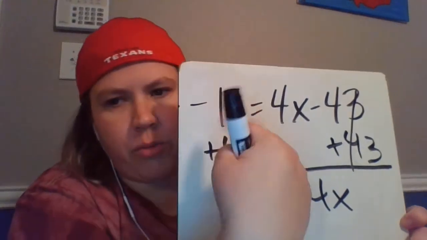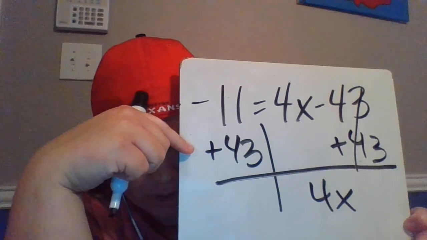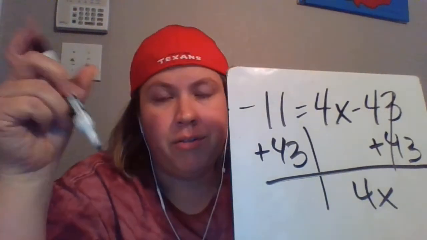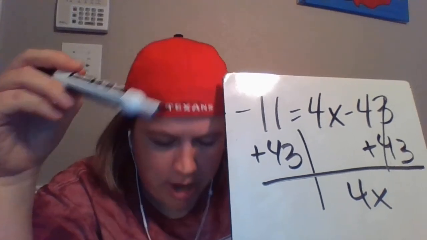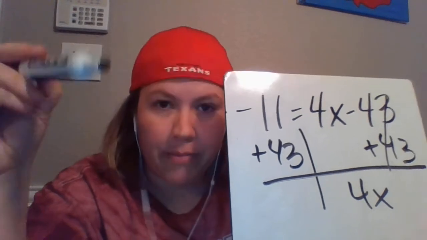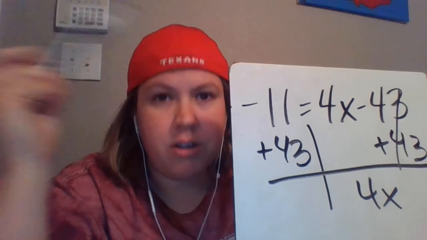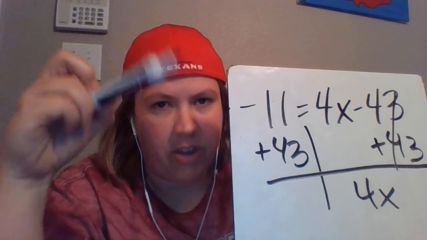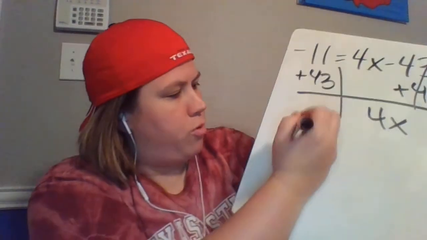So if you notice right here, we've got two different signs. We've got a negative and a positive. So if you remember the song, what is it? Same sign, add and keep, different sign, subtract. Keep the sign of the bigger number, then you'll be exact. Okay, so let's start over. Same sign, add and keep. Are these the same signs? No. So let's move on to the next part of the line. Different signs, subtract. So we're going to subtract 43 and 11.